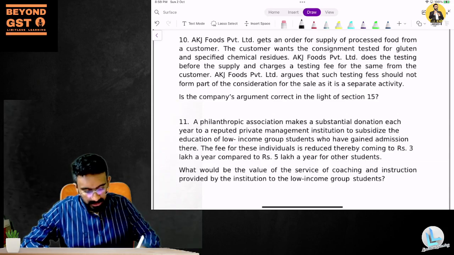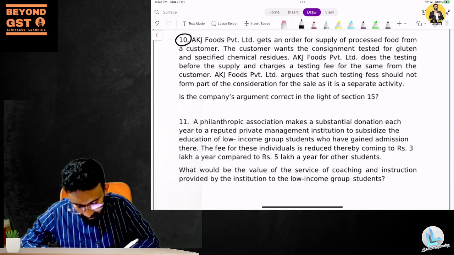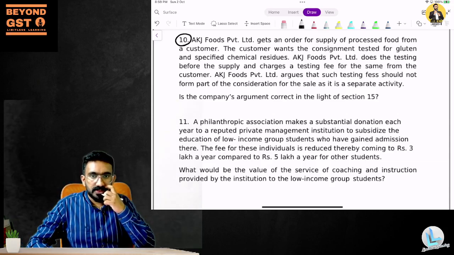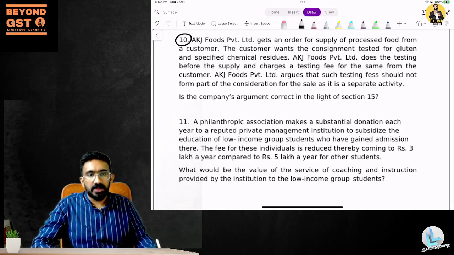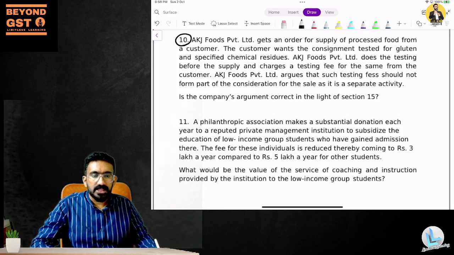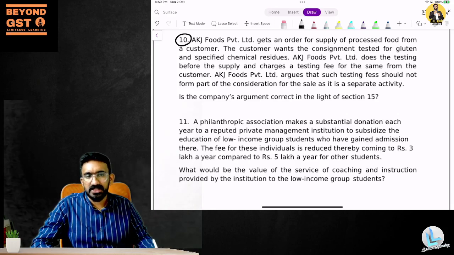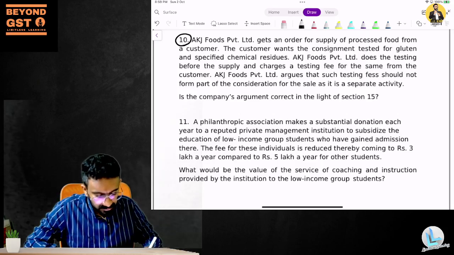Okay, look at question number 10. AKJ Foods Private Limited gets an order for supply of processed food from a customer. The customer wants the consignment tested for gluten and specified chemical residues. AKJ Foods Private Limited does the testing before the supply and charges a testing fee for the same from the customer. AKJ Foods Limited argues that such testing fees should not be forming part of consideration for the sale as it's a separate activity. Is the company's argument correct in the light of section 15? Is it correct?